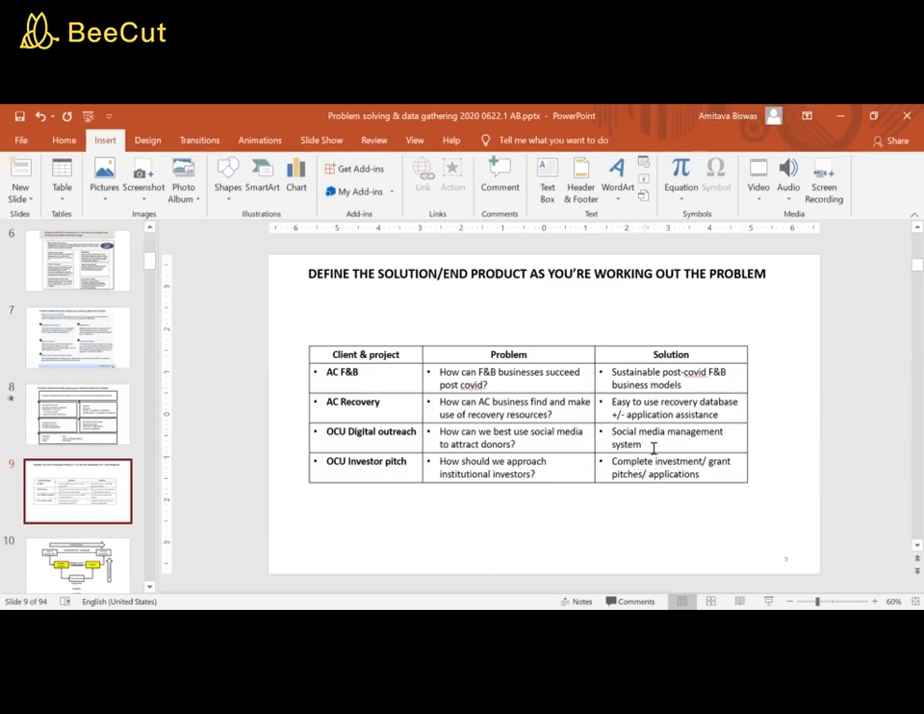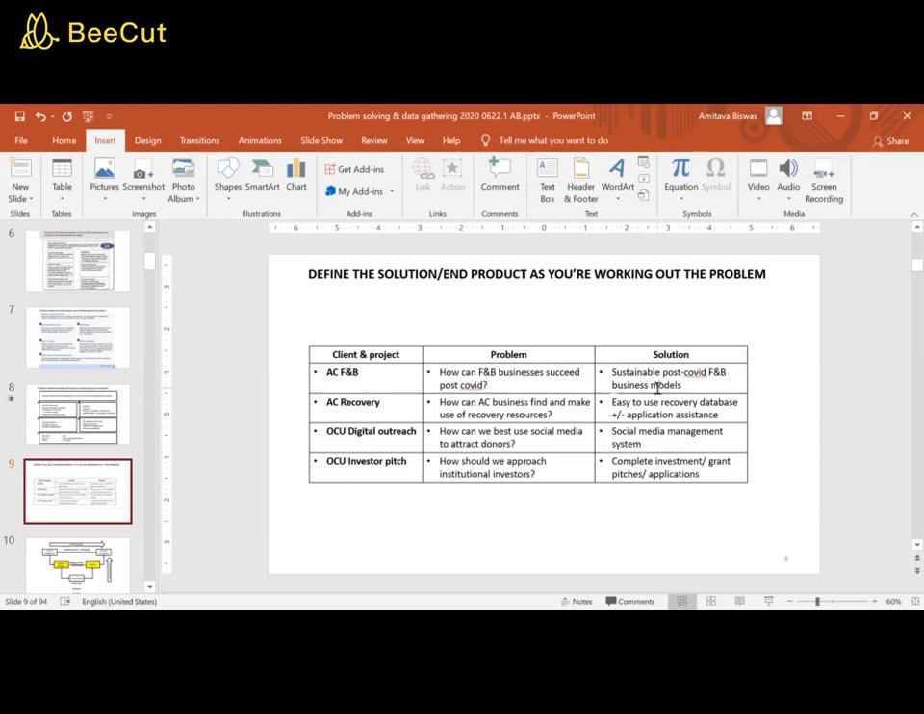And within this, you can already see that the structure presents itself. If we're going to have a sustainable post-COVID F&B business model, well, what do we need? We know what a business model is. It's a value proposition and customers and activities and financials and so on. So that's exactly what we need.